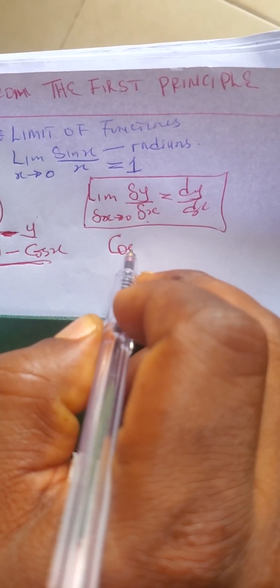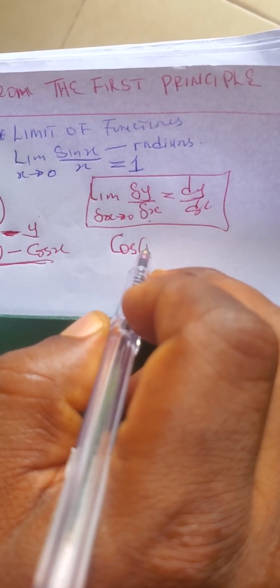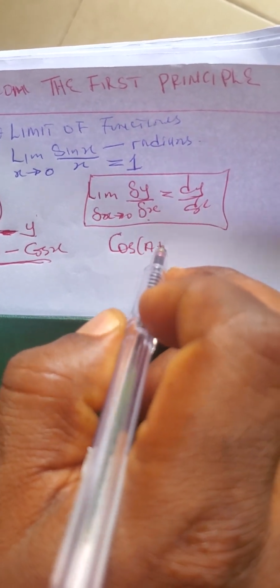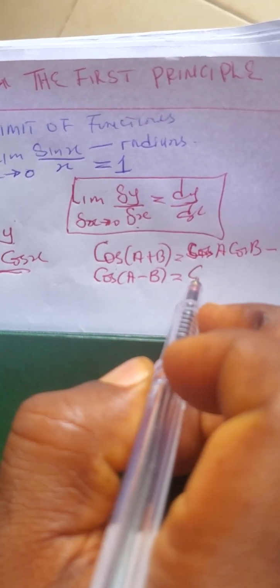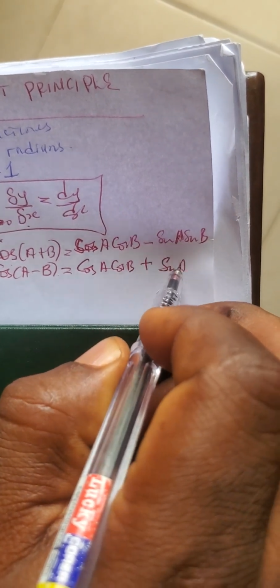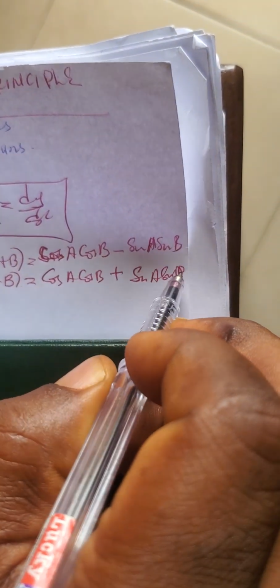We recall that cos of a plus b is given as cos a cos b minus sine a sine b. We should take note of this expression, and also cos of a minus b is equal to cos a cos b plus sine a sine b. This is compound angle.